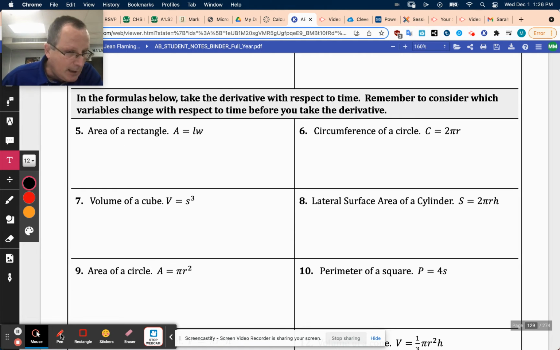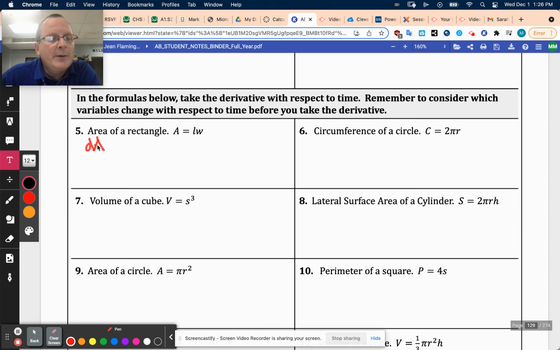You ready? First one here is the area of a rectangle. So I'm going to find the derivative of the area of the rectangle with respect to time. And t is not our variable anywhere we go. And this is a product rule. Okay, so here we go. First is length times the derivative of the width. Well, the derivative of the width is going to be dw dt. Okay, plus, because this is product rule, the second, and the derivative of the length with respect to time.